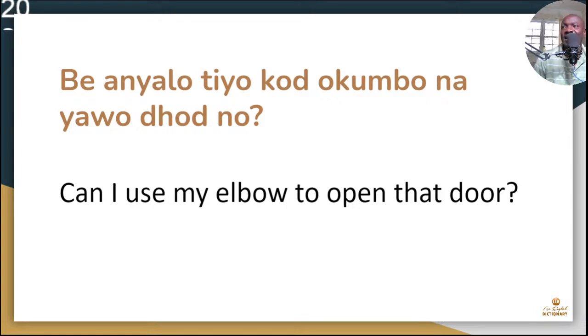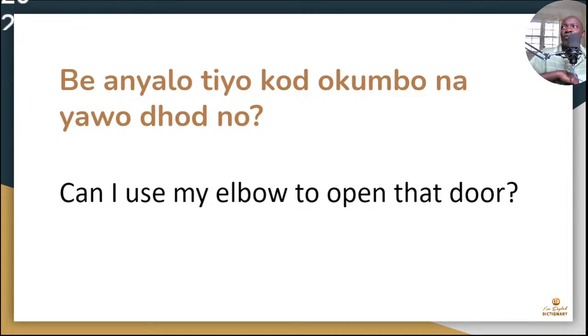In a sentence you can say, be anyalo tiyo kod okumbo na yawo dhodno. Can I use my elbow to open the door?